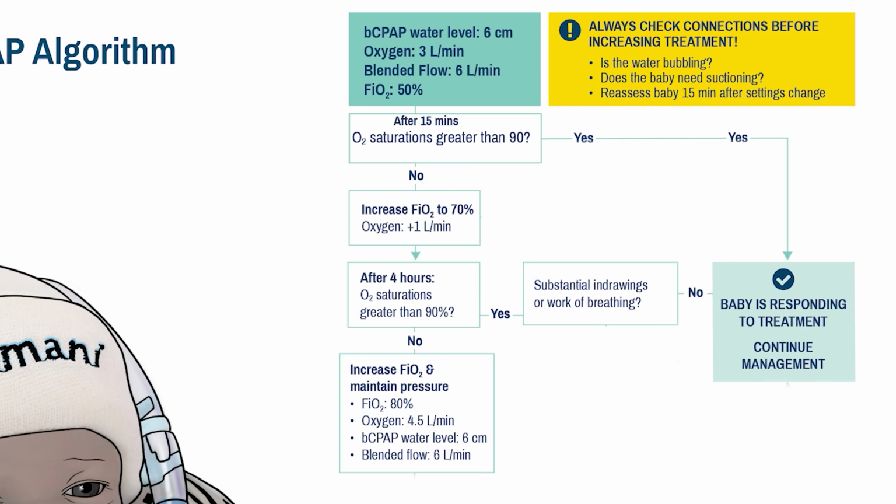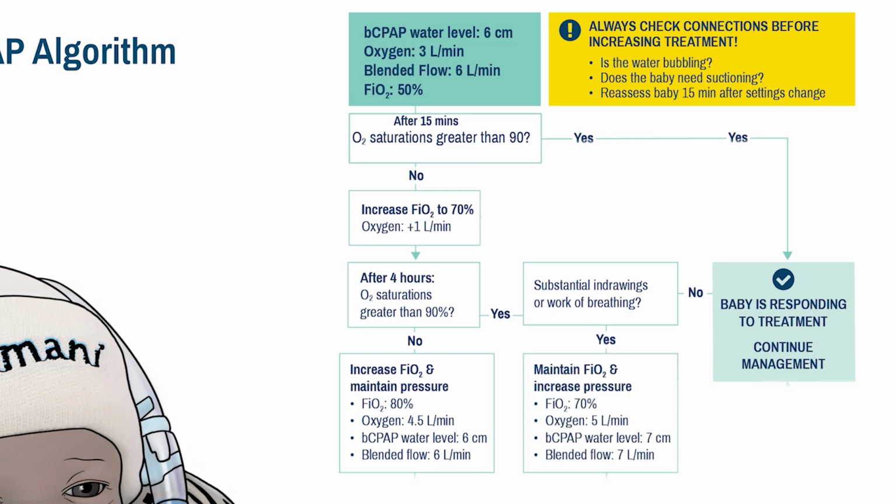If it has improved, then the baby is responding to treatment and so does not need further changes. But if they still have substantial work of breathing, then you will once again want to increase the treatment. Their oxygen saturation is now above 90%, so they don't need more oxygen. Instead, they need a bit more pressure to help get the air into their lungs. So here, you will add 1 centimeter of water into the bottle to bring it to 7 centimeters.